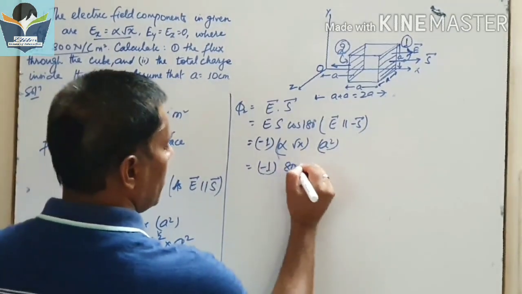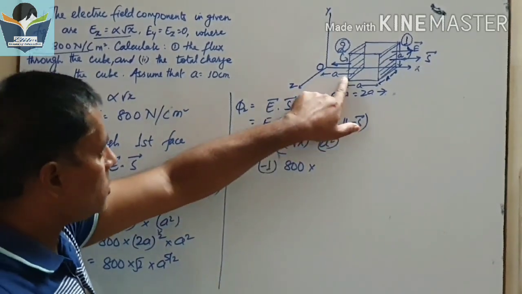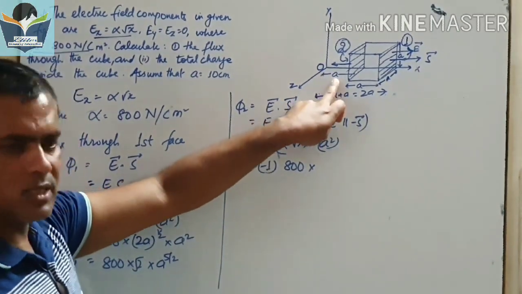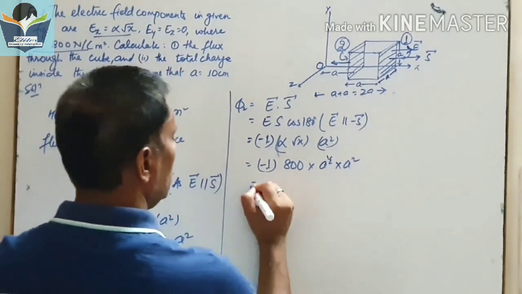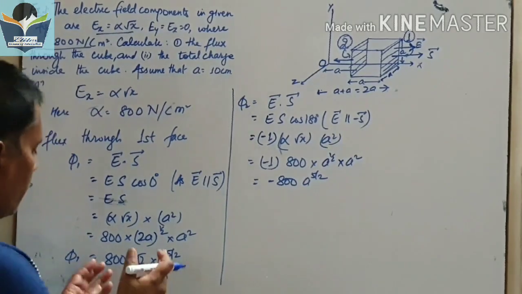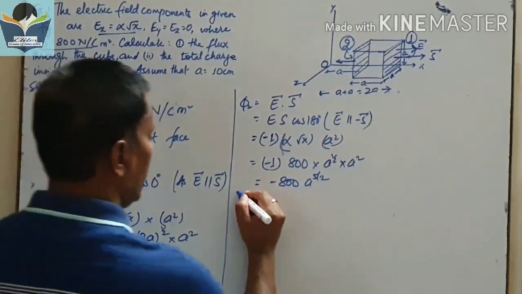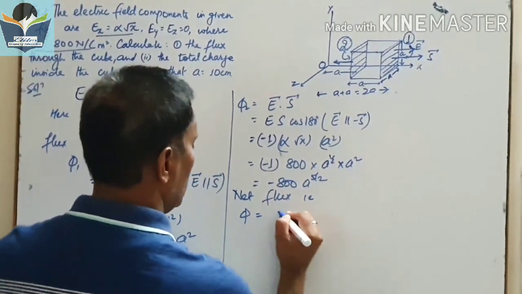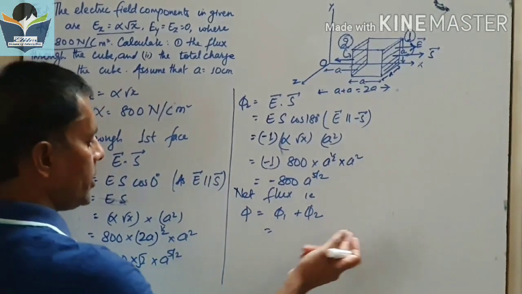Here this remains 800 into, how much is x? This x for this face is simply a. This is closer to the origin, at a distance a, so it simply remains a to the power half into a square. So it is minus 800 a to the power 5 by 2. So this is the flux on the right, this is the flux on the left. So net flux, how much will it be? That is phi, the sum of the two fluxes, phi 1 plus phi 2.